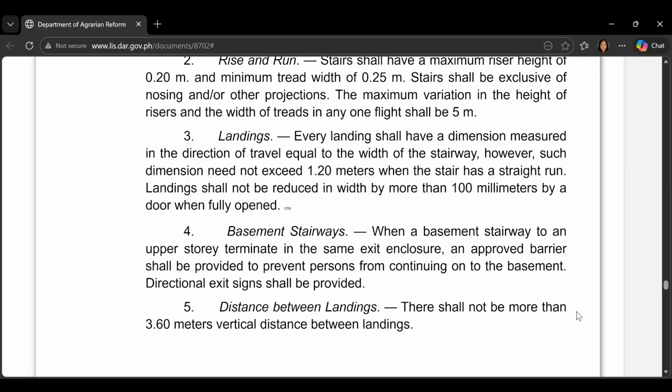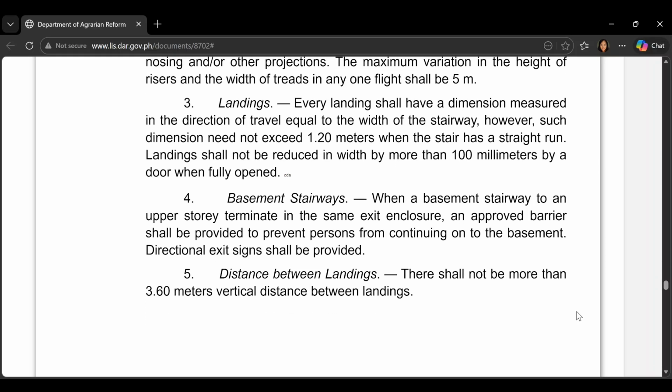3. Landings. Every landing shall have a dimension measured in the direction of travel equal to the width of the stairway. However, such dimension need not exceed 1.2 meters when the stair has a straight run. Landing shall not be reduced in width by more than 100 millimeters by a door when fully open.